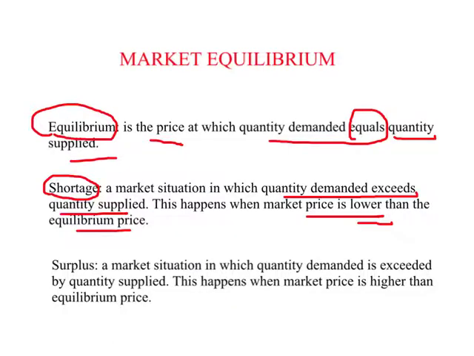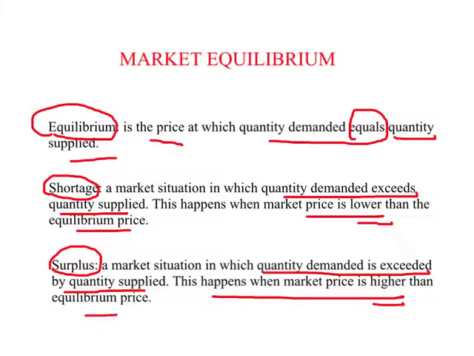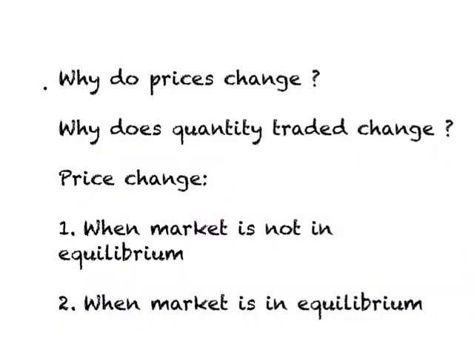Then there is a situation of surplus, a situation in which quantity demanded is less than quantity supplied, and this happens when the market price is higher than the equilibrium price. Now what we get into is why do prices change and why does quantity traded change?